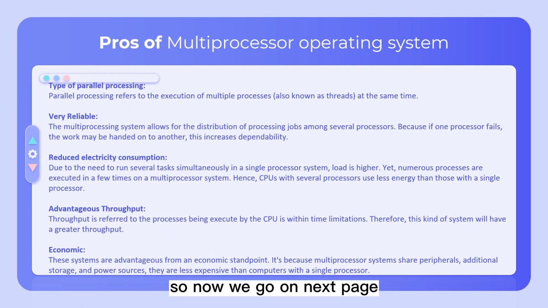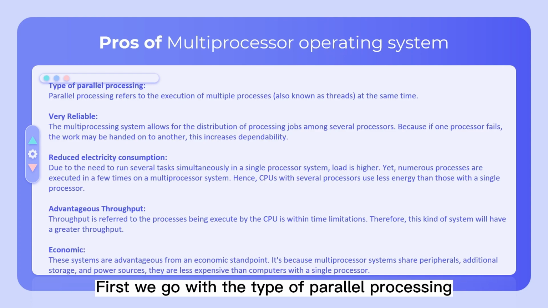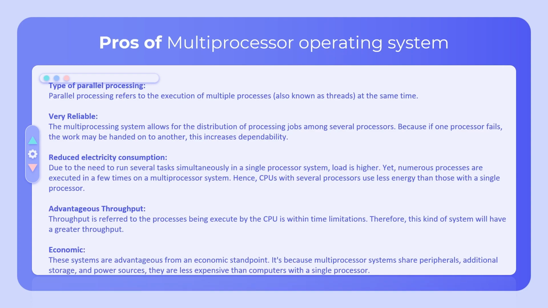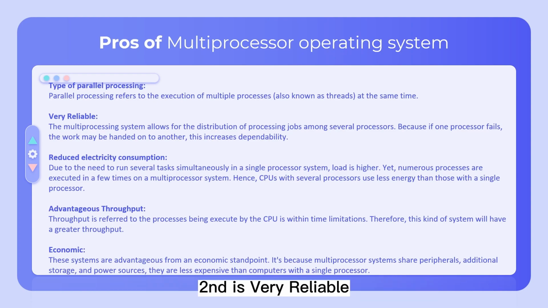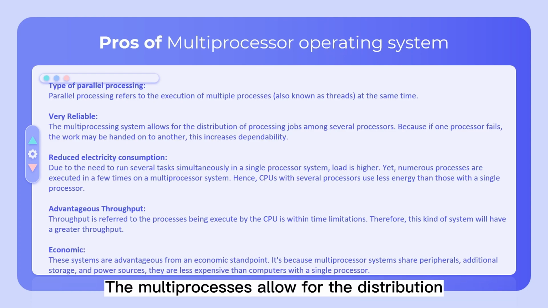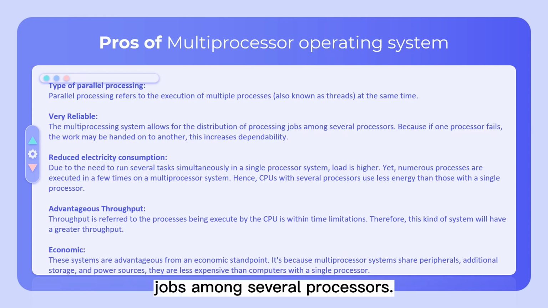So now we will use this space to continue with the pros of the multi-processor operating system. First, we go with parallel processing. Parallel processing refers to the execution of multiple processes, also known as threads, at the same time. Second, it is very reliable. The multi-processing system allows for the distribution of processing jobs among several processors, because if one processor fails, the work may be handed on to another. This increases the dependability.